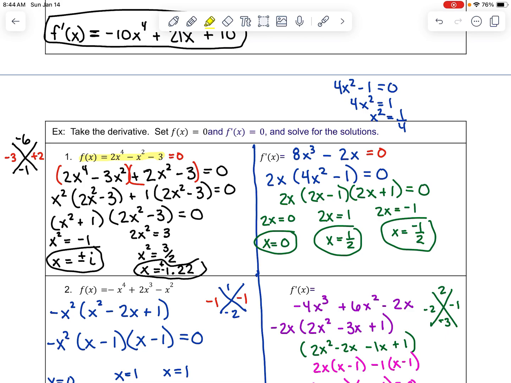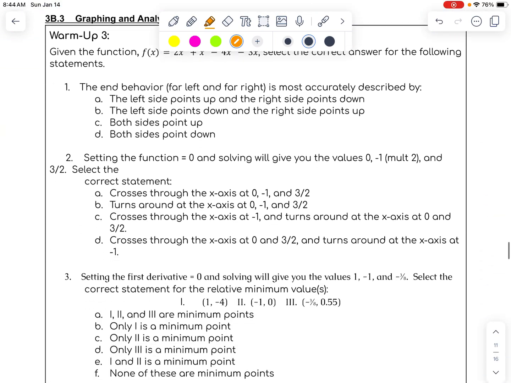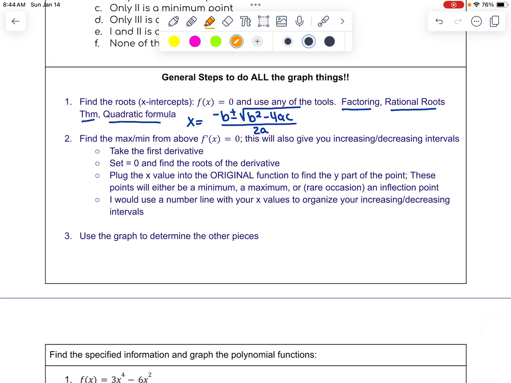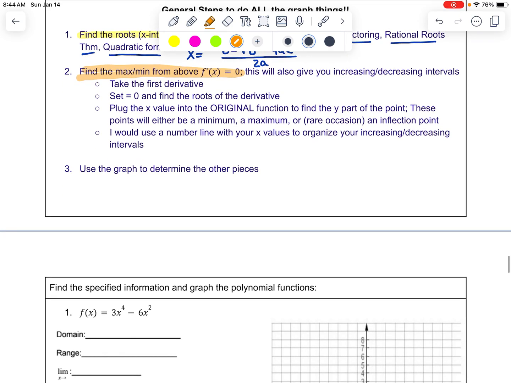We also did this one where I said we're going to use this later to find the minimum and maximum. So we had to set them both equal to 0. So today, the first thing is to set the problem equal to 0 to find the roots. The second thing we're going to do is set the derivative equal to 0, and that's going to find your maximum and minimum. So you take the derivative, set it equal to 0, and what's new today from what we did last time is to plug the x values into the original function to find the y part. So you have a maximum and minimum point.